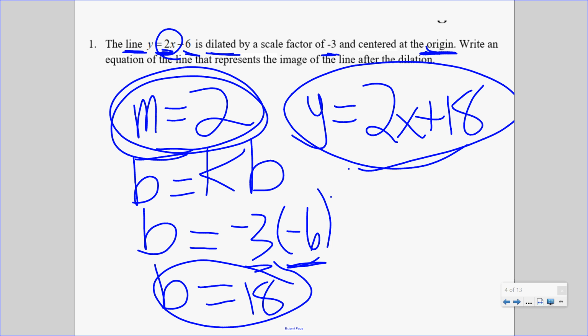Origin, multiply scale factor and b. Once I have my m and my b, I'm done. So mathematically, there's really not a lot here. It's just understanding these couple of concepts.